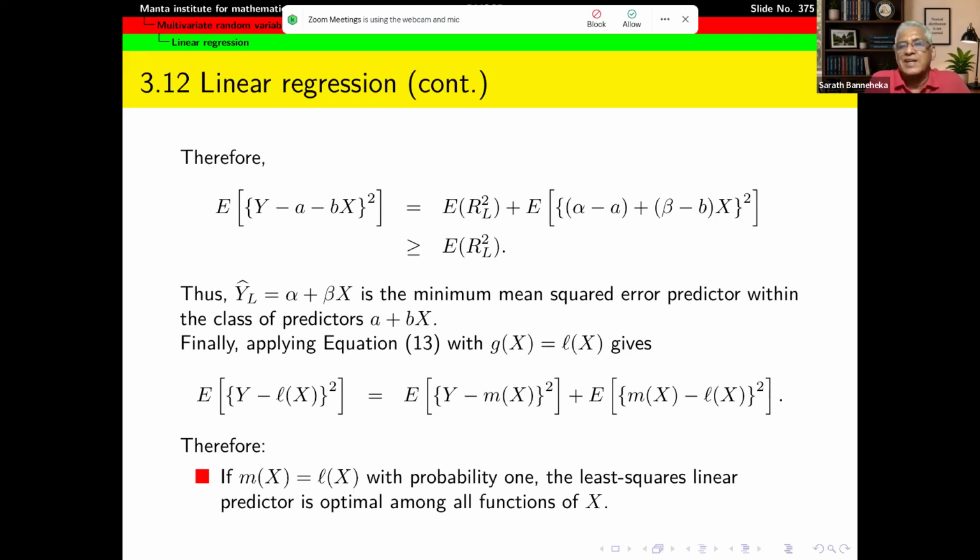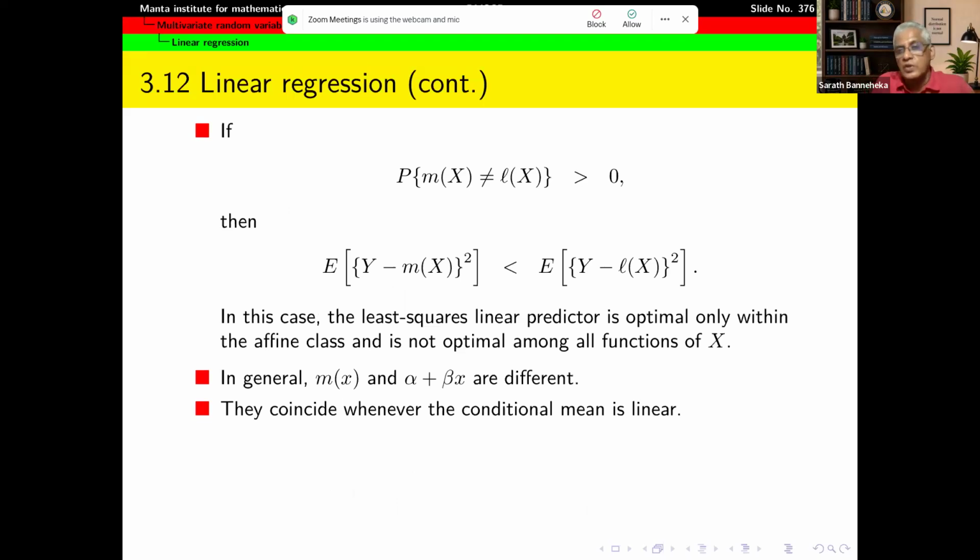So the conditional expectation of y is the optimal predictor among all functions of x. There are some situations where the expected value of y given x will be equal to the least squares predictor. In that case, the least squares predictor is the best or optimal predictor among all predictors of y as a function of x.